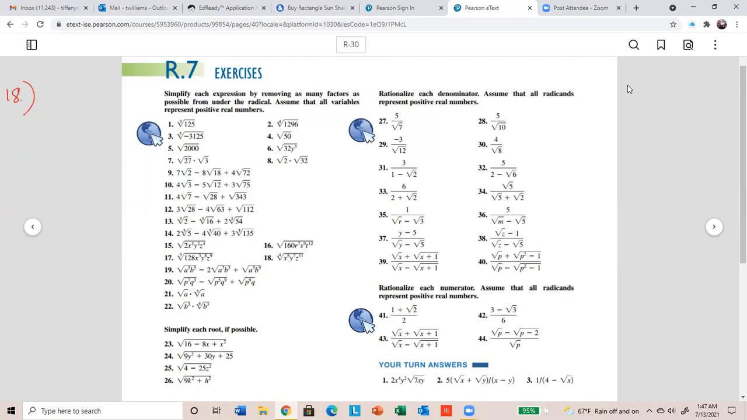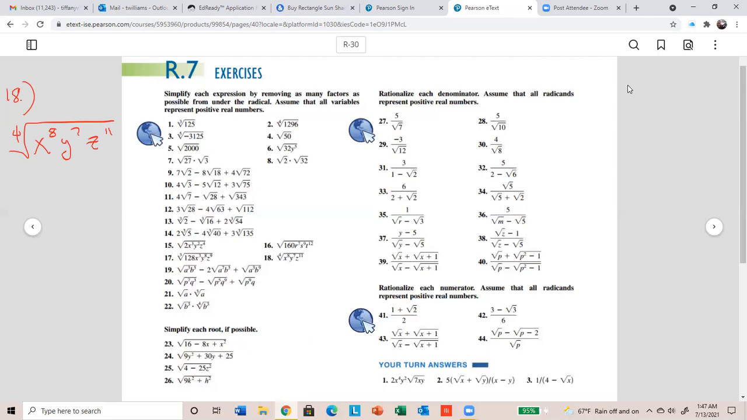So number 18, we have the fourth root of x to the 8th, y to the 7th, z to the 11th. Okay, I could try to change this. Now, x to the 8th is fine because 8 is a perfect fourth. The y to the 7th and z to the 11th I have to work on. So I could change y to the 7th to be y to the 4th times y to the 3rd, and I could change z to the 11th to be z to the 8th times z to the 3rd.